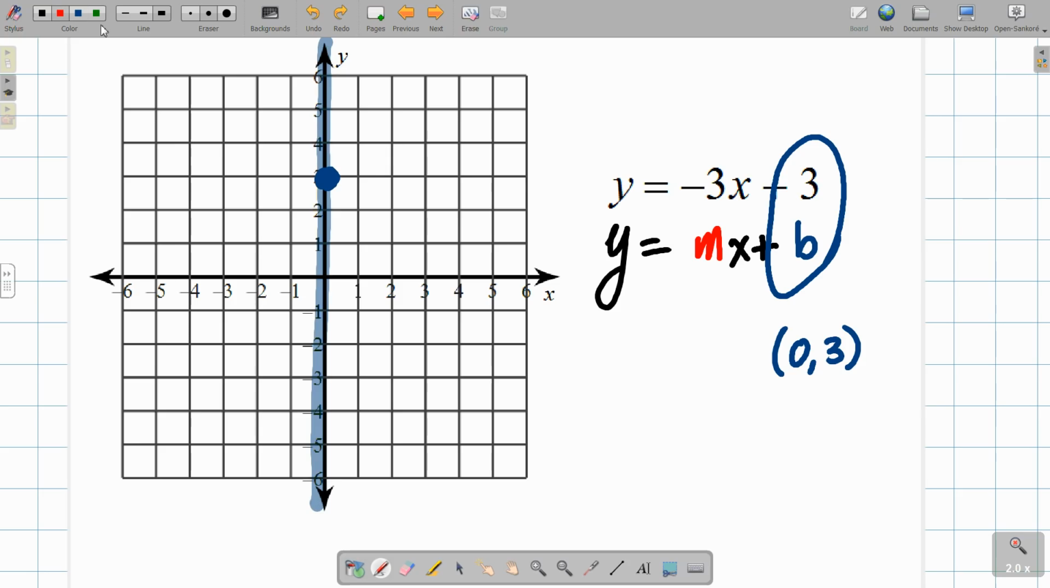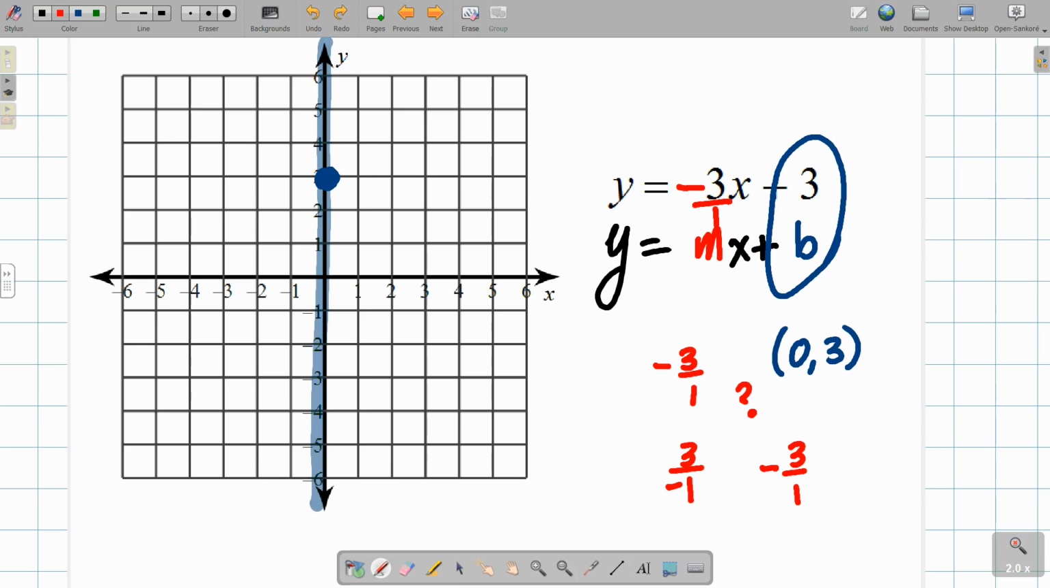Now my slope, anytime there's a whole number, you put it over 1. So my slope is negative 3 over 1. Now I get a lot of students that are paranoid. Is it the 3 that's negative? Is it the 1 that's negative? Is it both of them that's negative? And they get all messed up. Don't even worry about that. Let's get the big picture.